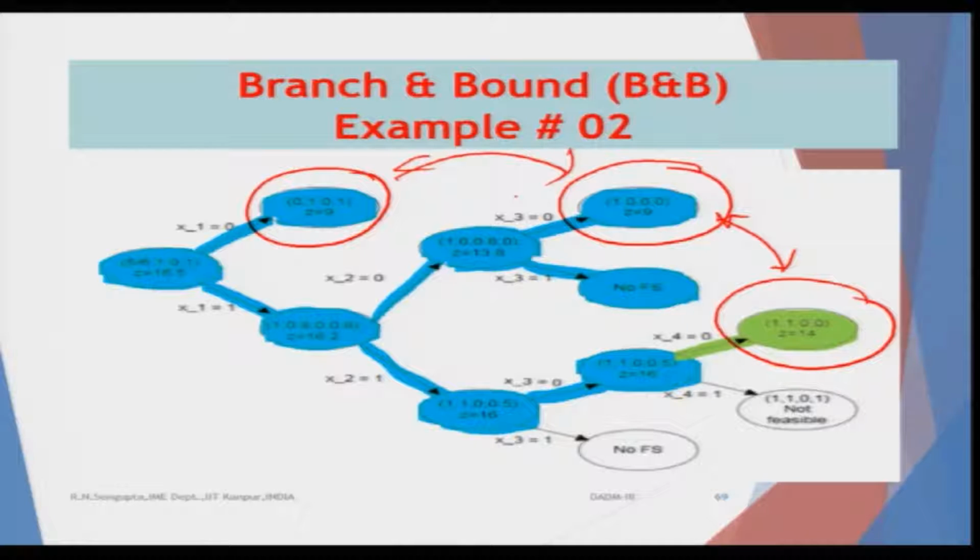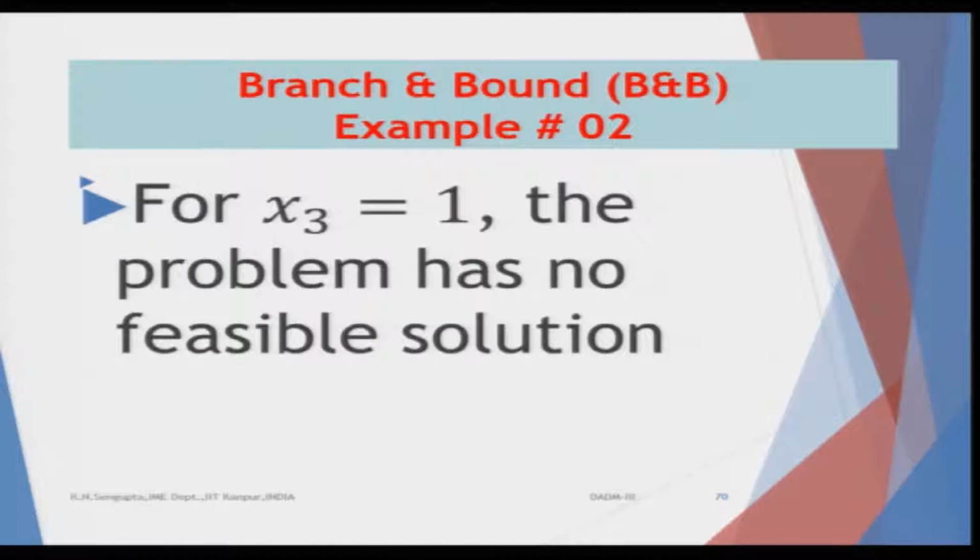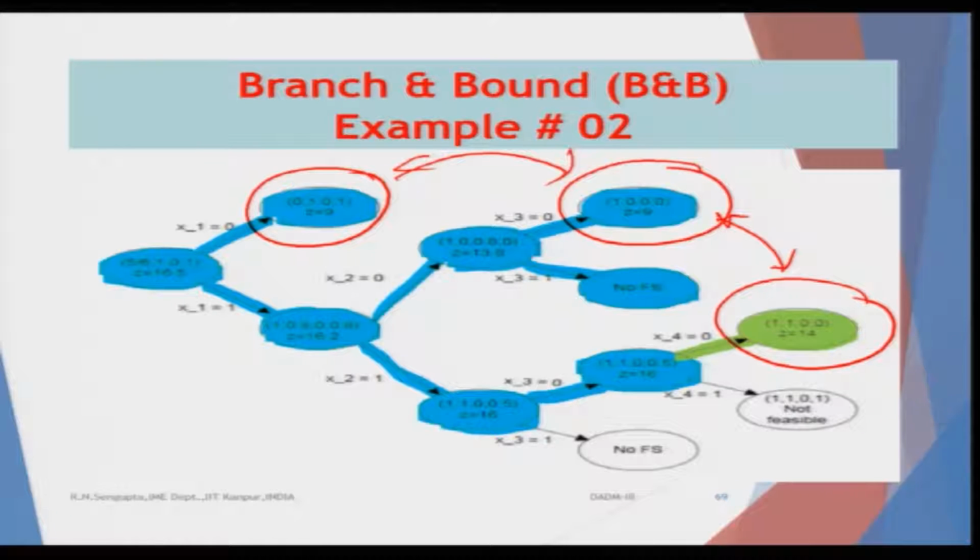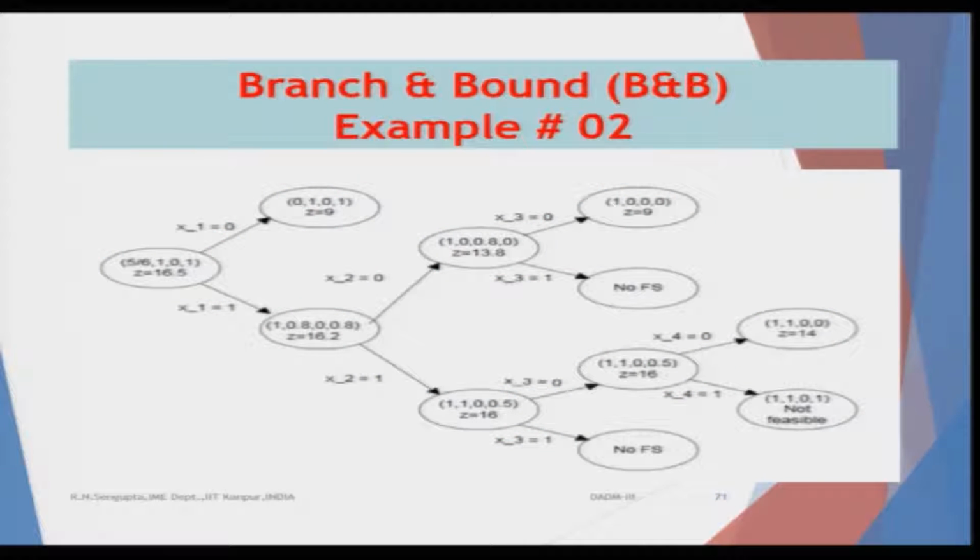In your programming, when you solve it, you will be checking it stage by stage, but I wanted to highlight it accordingly. For x3 equal to 1, the problem has no solution if you solve it. So, there is an infeasible region, and the feasible region is not there. So, dead end. This would be green, others are blue.